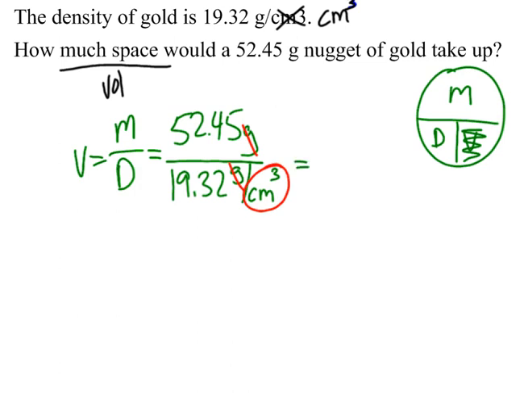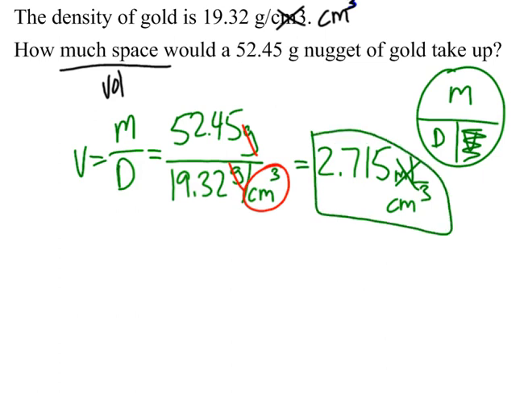So when I do the problem, 52.45 divided by 19.32, I end up with 2.7, looks like 2.71, we'll go one more, 715 cubic centimeters. So that's the volume of that gold nugget that has a mass of 52.45 grams. All right, we'll do one more.